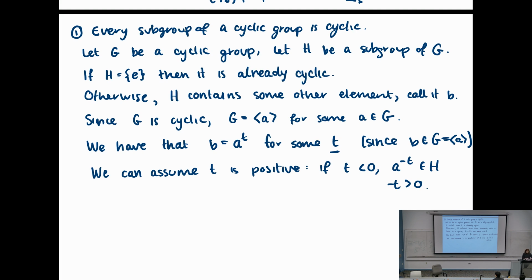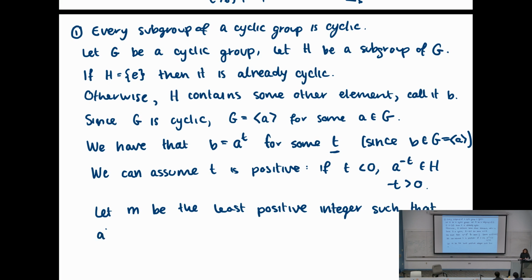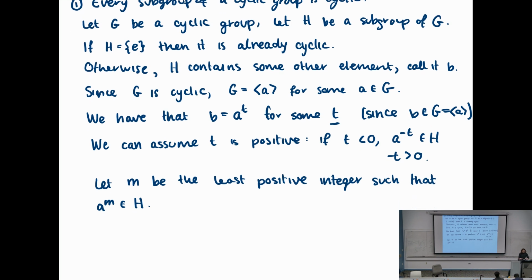Okay, so I'm going to let m be the least positive integer such that a to the m is in H. Okay, so we know that m exists because it could be t, this number that we've already shown that we have, but let's let m be the smallest possible one. Okay, so then what we will do is show, so I'll make a claim.